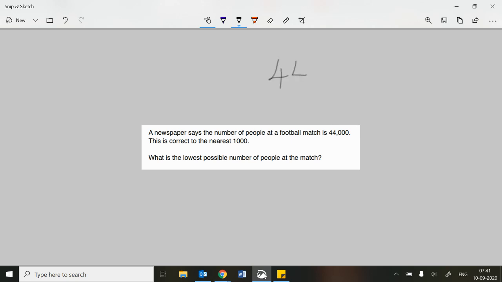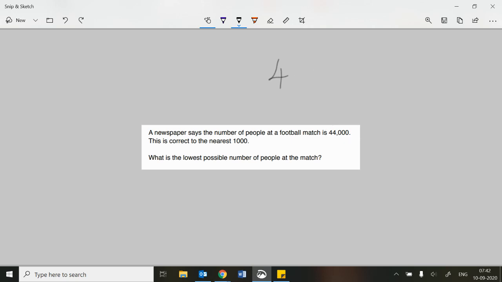For example, it could be 44,001. 44,001 would round to 44,000 to the nearest 1,000. In fact, we could go much higher than this. We could go 44,081. That would still be 44,000 to the nearest 1,000. There's obviously much higher numbers than that, and there's also lower numbers. If we went down to 43,999, that would still round to 44,000 to the nearest 1,000. Now, the question is, what's the lowest possible number which would still round to 44,000?